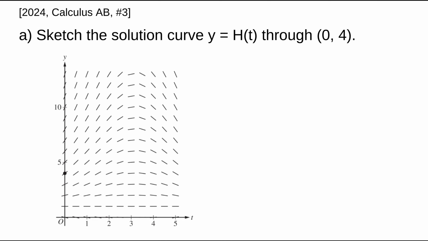In part A of the question, we are asked to sketch the solution curve to the differential equation through the point (0, 4). Notice that the point (0, 4) has already been provided to you on the slope field. So really it's just a matter of following the slope field and not doing anything obviously wrong. So just draw something that looks kind of like this and you should be okay.